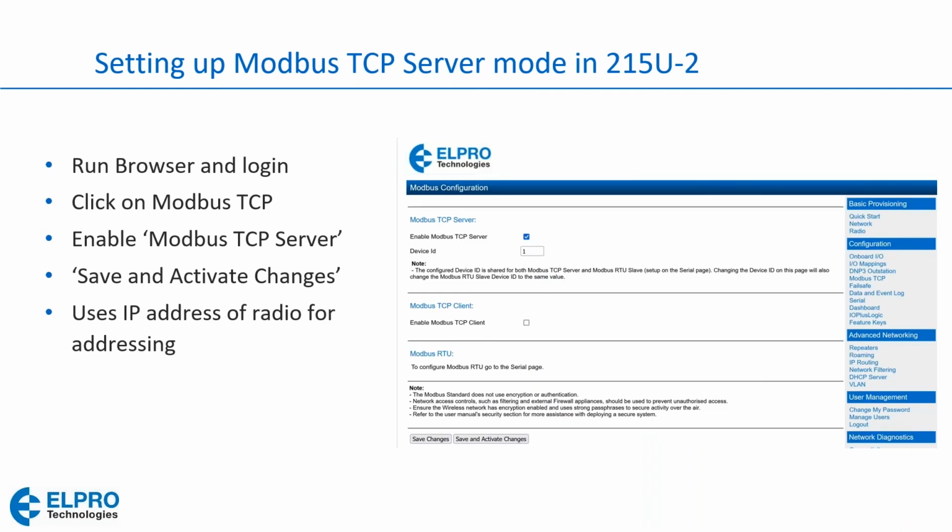Okay, in the 215U2 radio system, what we would do is we run our browser and we log into the configuration menu for the radio. We head over here and we click on Modbus TCP. So we click on Modbus TCP and up pops this menu here. And then all we have to do is put a tick mark in Enable Modbus TCP Server. And again, the device ID, just make sure everything's unique and we'll never have a problem with it. Lastly, we hit Save and Activate Changes, and presto, this product will now act as a Modbus TCP server.